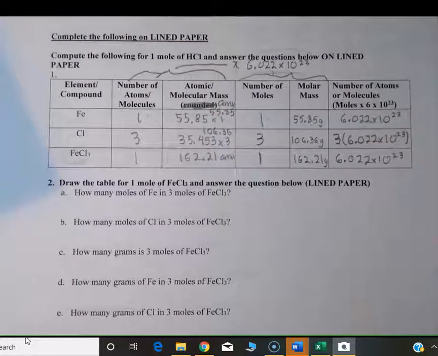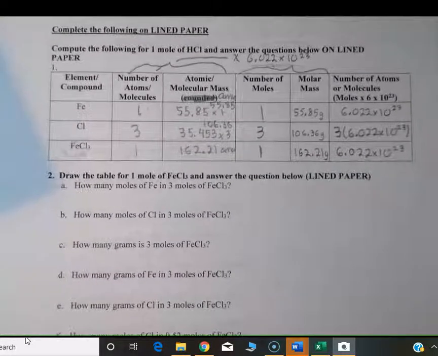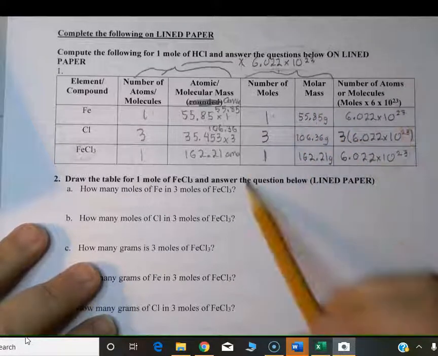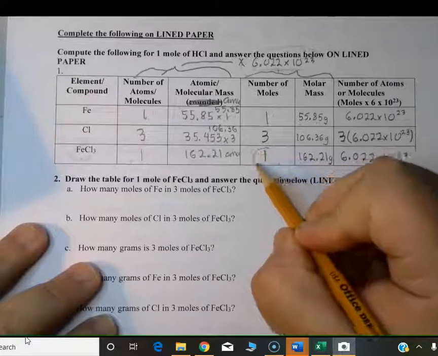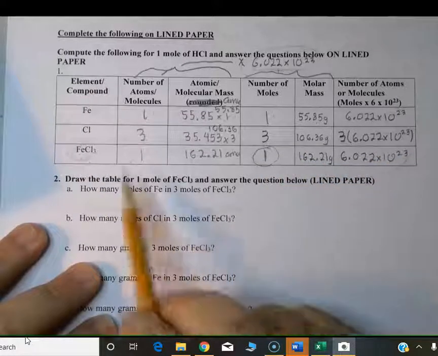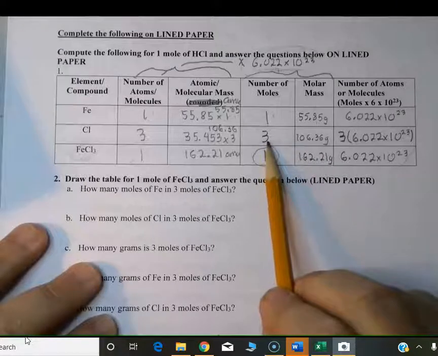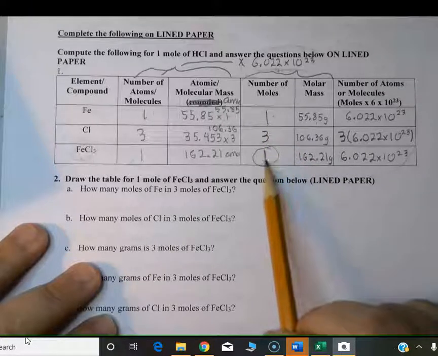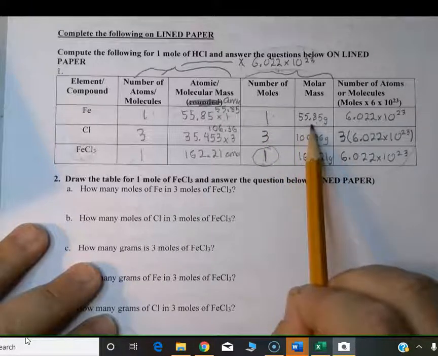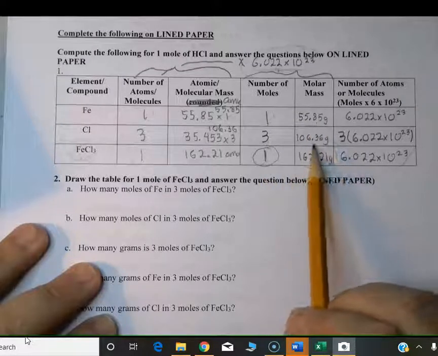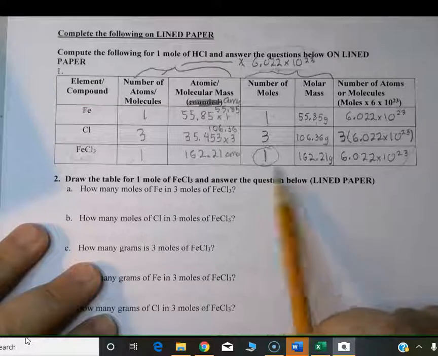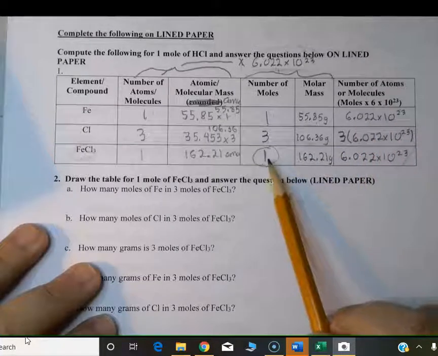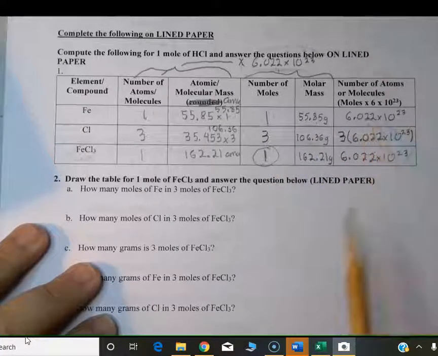Okay, so now we're ready to run some numbers down here. So what you're looking at really is these last 3 columns here. And everything is referenced to 1 mole of our compound. So for 1 mole of our compound, I need 3 moles of chlorine. For 1 mole of the compound, I need 1 mole of iron. For 1 mole of this compound, I need this mass, 55.85 of iron. I need 106.36 of chlorine, that many grams of chlorine. And 1 mole will give me this mass of the entire compound. And similarly, I need 1 mole here. I just counted out the atoms there.